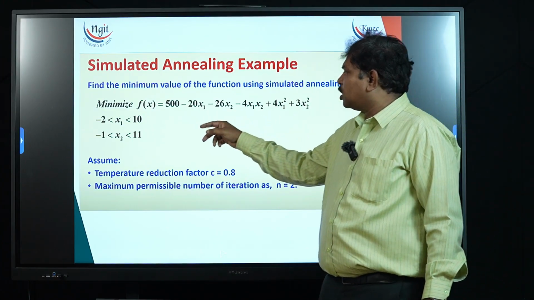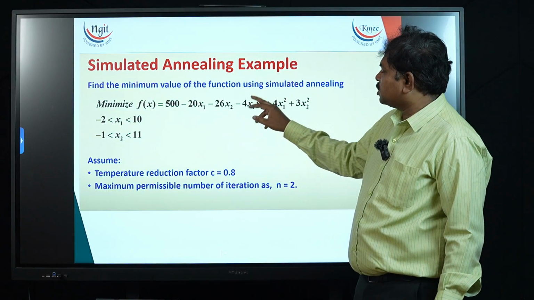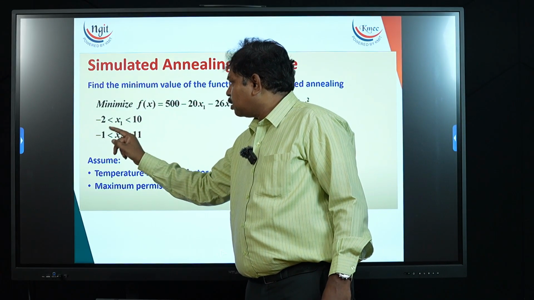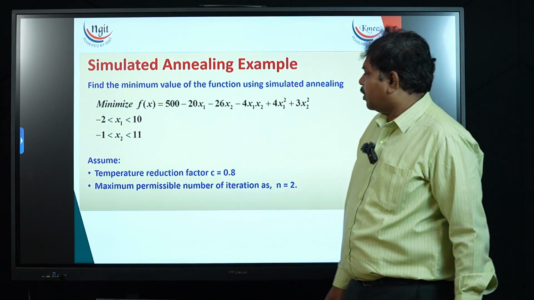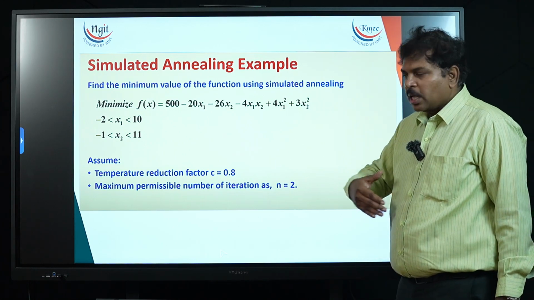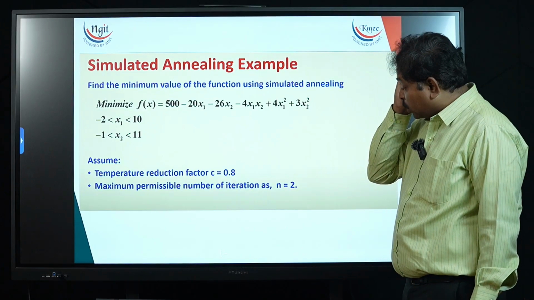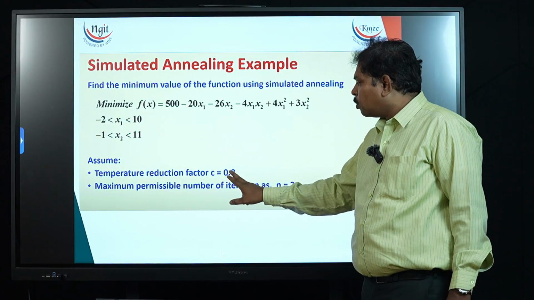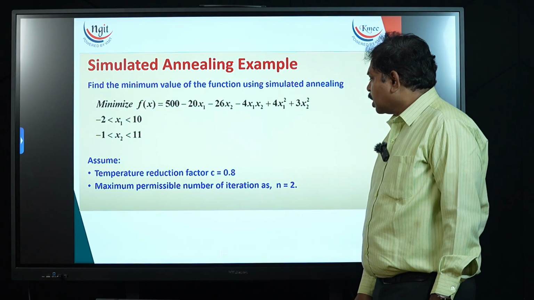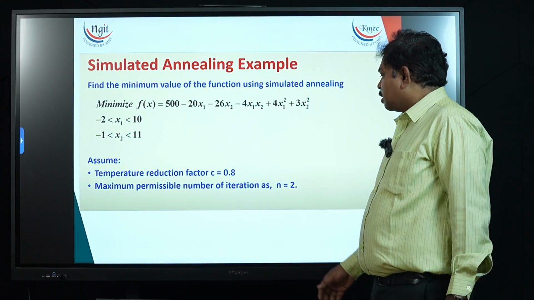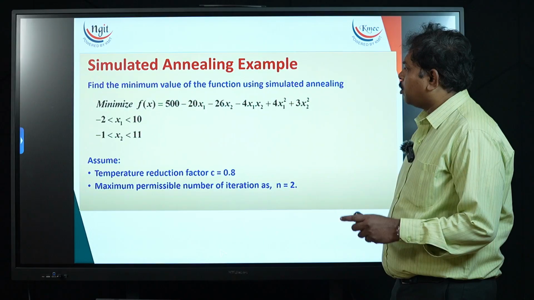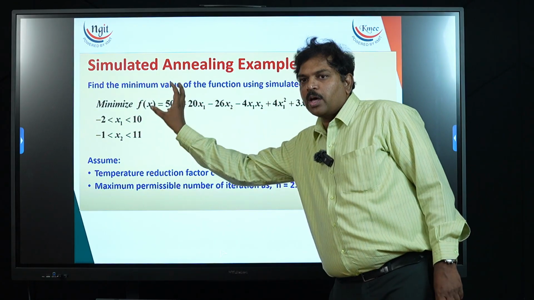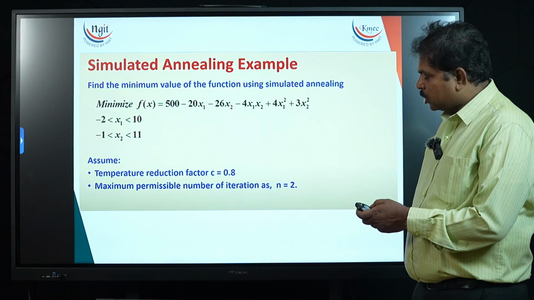Here we have two constraints: this equation contains variables x1 and x2. x1 falls in the range -2 to 10, and x2 falls in the range -1 to 11. Now assume the temperature: in the annealing process we give temperature to heat up the metal and decrease it to cool down. The factor by which we decrease is 0.8. The number of iterations, the control factor, is 2. Now how do we find the input values x1, x2 that give the smallest output of this function?